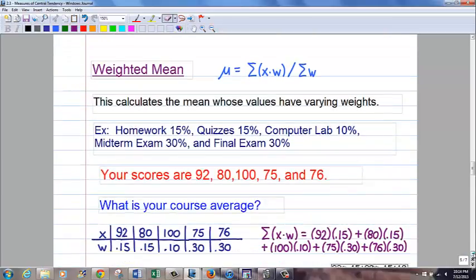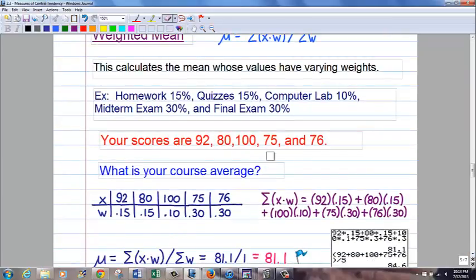So I just made up 5 scores, and they go in order exactly matching up here. So let's say we had those 5 scores: 92 on homework, 80 on quizzes, 100 in the computer lab, 75 on the midterm, 76 on the final. What is your course average? Sometimes I like to put these in chart form, but you don't really need to do that by any means. It's not necessary. That may help you organize it better.